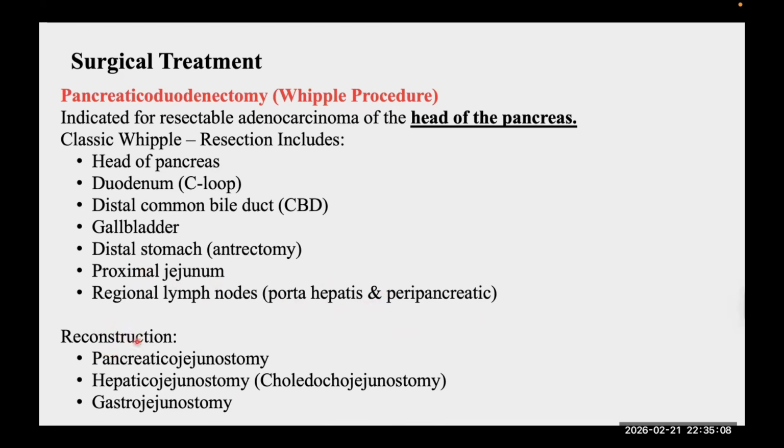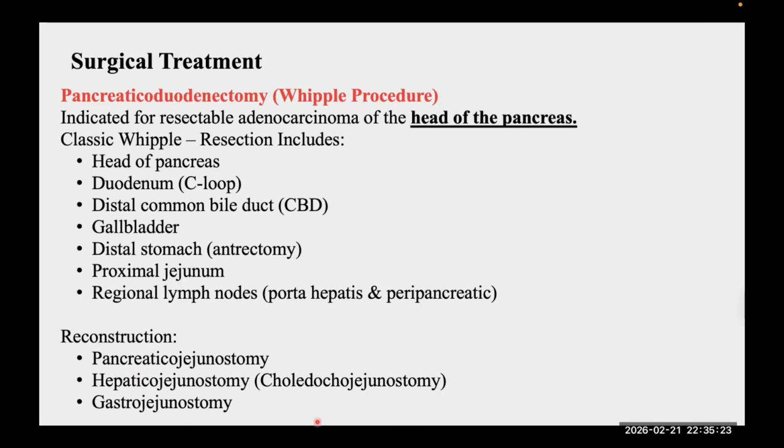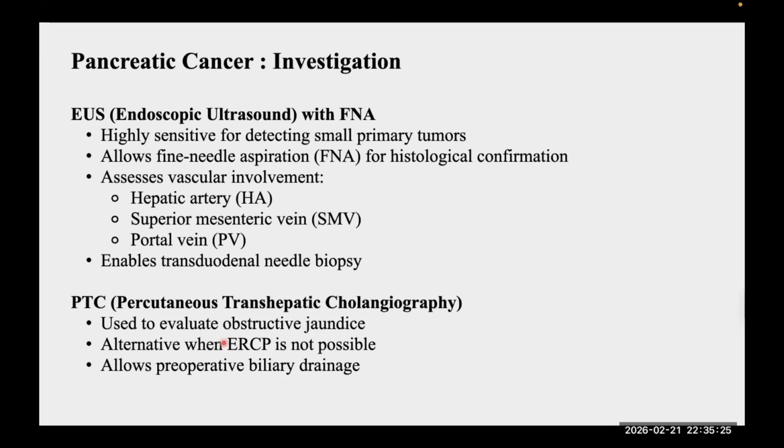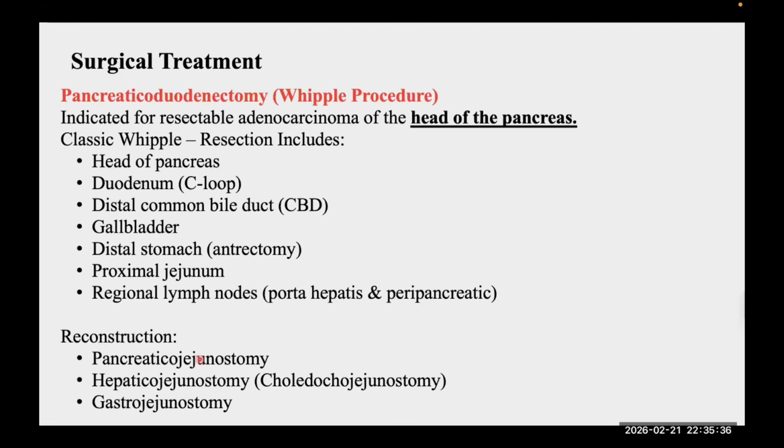Now the reconstruction, meaning after we remove all of that, we need to attach the organs to each other. Because if you remove the duodenum, you can't leave the stomach floating and the jejunum floating. So you have to attach them. So you're going to attach the stomach to the jejunum, and that's what we call the gastrojejunostomy. And we also need to attach the rest of the pancreas, because we removed the head. We're going to attach it to the jejunum because we removed the duodenum, remember? So we're going to attach them, and that's what we call the pancreaticojejunostomy.